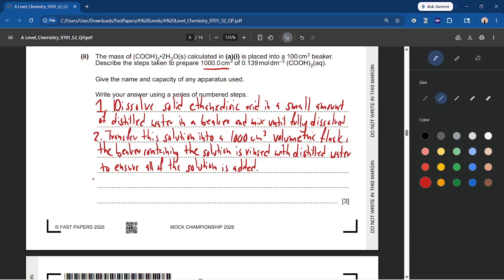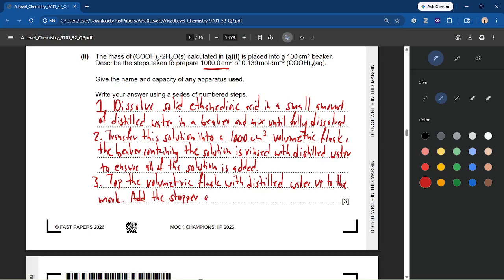And then the last step is top up the volumetric flask with distilled water up to the mark, add the stopper, and invert to ensure even mixing. There we go.